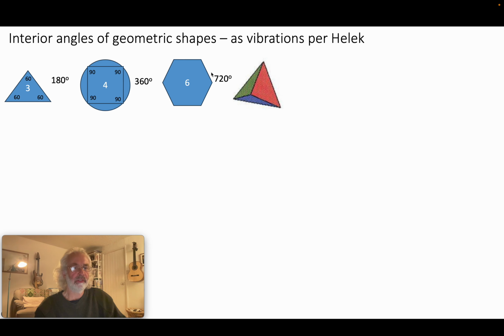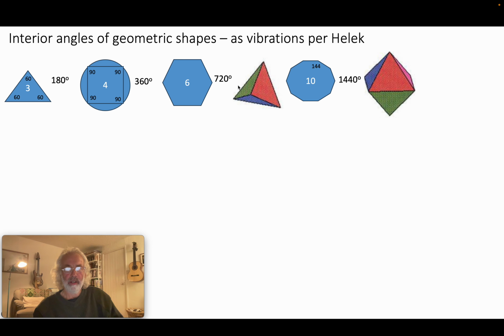A hexagon is 720 degrees, which is double 360, which is double 180. So these are octaves of each other. A tetrahedron, a four-sided solid where all the sides are triangles, is also 720 degrees. And a decagon, a 10-sided figure, and an octahedron are 1440, again double this. So these are all of a sort of an octave notion.